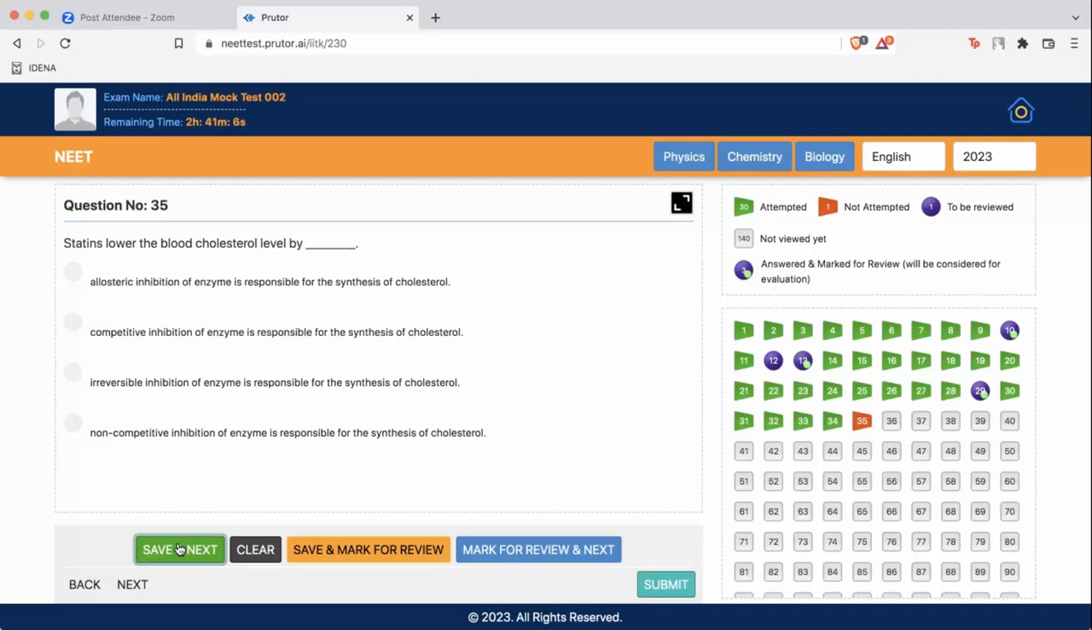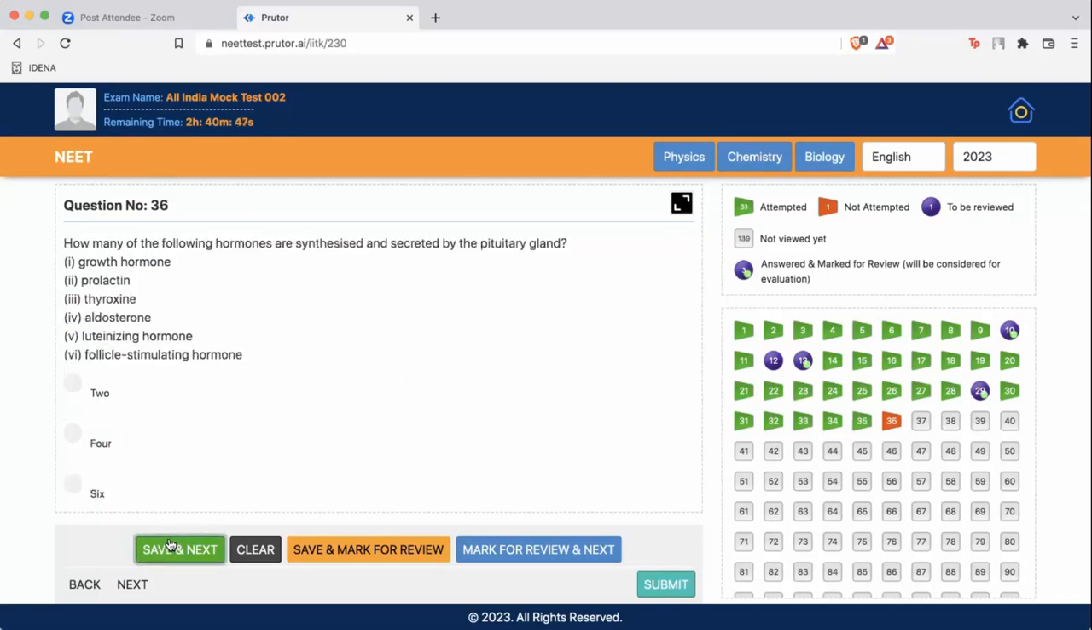Statins lower the blood cholesterol level by competitive inhibition. This is technically not a part of NEET, but in MBBS we learned that statins bind to HMG coenzyme A reductase, which is essential for cholesterol synthesis. So they bind to it and it's competitive inhibition.